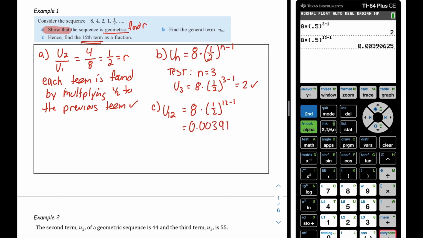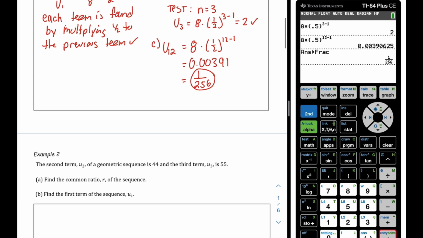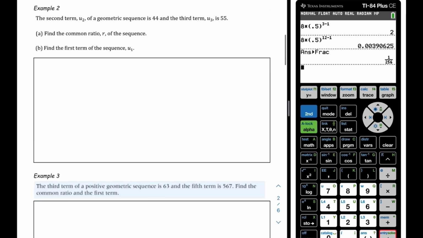Now, our question asks us to write it as a fraction. So in my calculator math, we're going to change this to a fraction, and we get the answer 1/256. And that is our first example. Example 2. The second term, u2 of a geometric sequence, is 44.